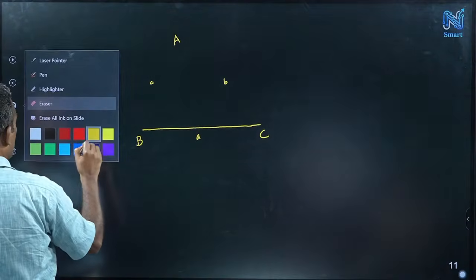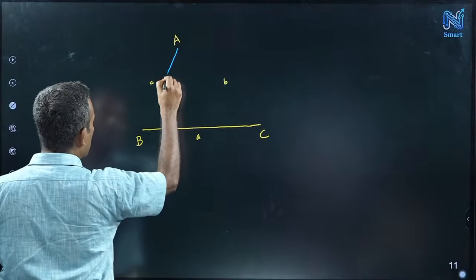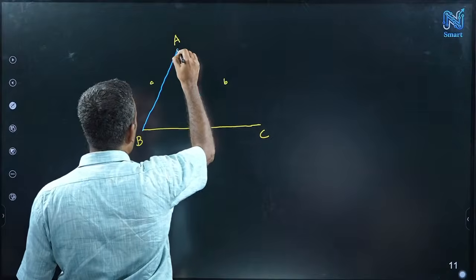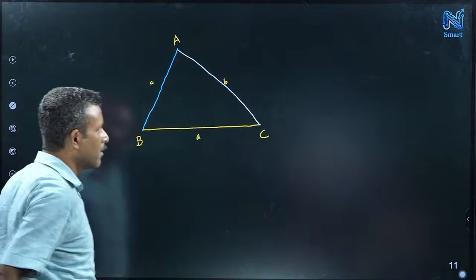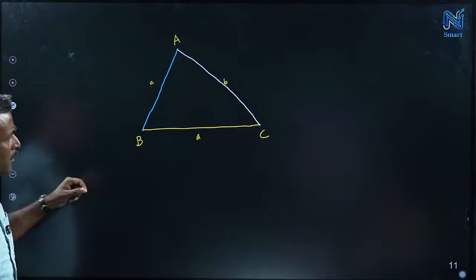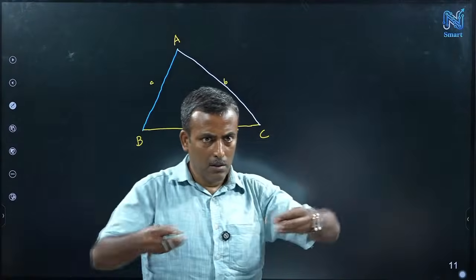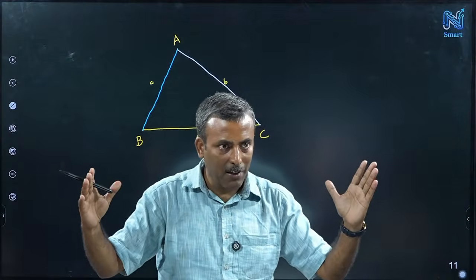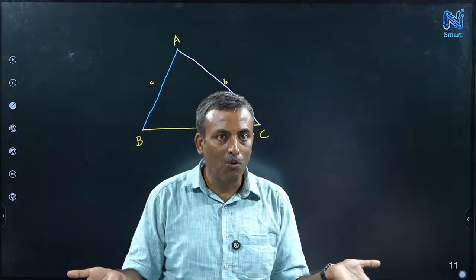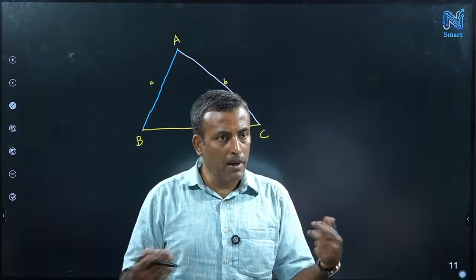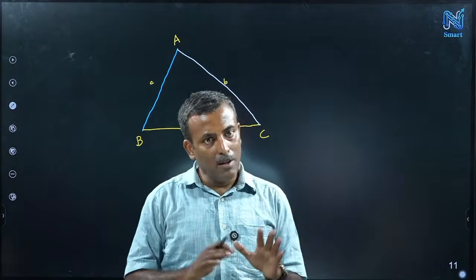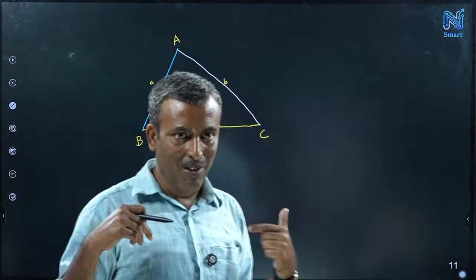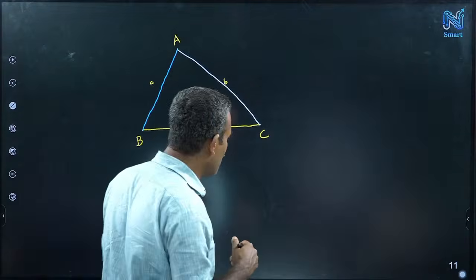In a different color. Say we have some stick with length A plus B plus C, and we have to break this into three parts, A, B, C, but we don't know where to break. We can break anywhere, and then the perimeter will be A plus B plus C, but the angles will not be the same as what is given to us. That also you have to take care of.